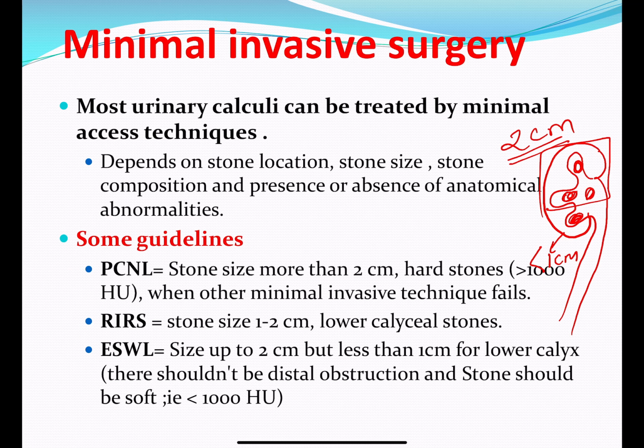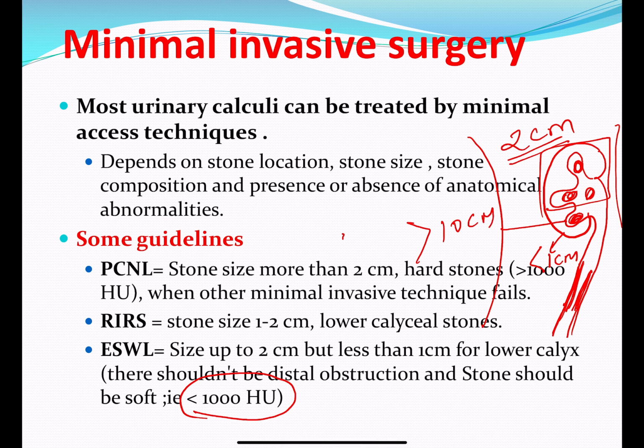If there is an obstruction in the lower part, a distal obstruction, then we cannot do ESWL, because in ESWL we just break the stone into small fragments, and those fragments will come out by themselves. So if there is any obstruction in the distal part, we cannot do ESWL. And one more thing, if the stone is hard, more than 1000 Hounsfield units, we cannot do ESWL. And one more thing I have told you, if the skin to stone distance is more than 10 centimeter, we cannot do ESWL. So these are some contraindications for ESWL.